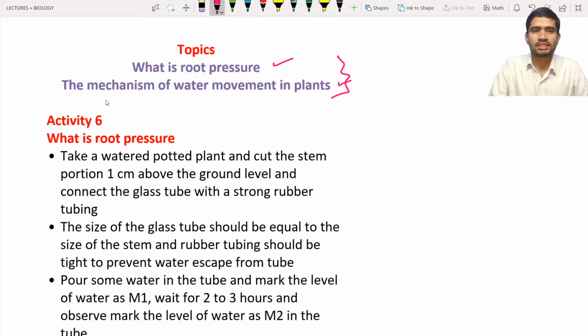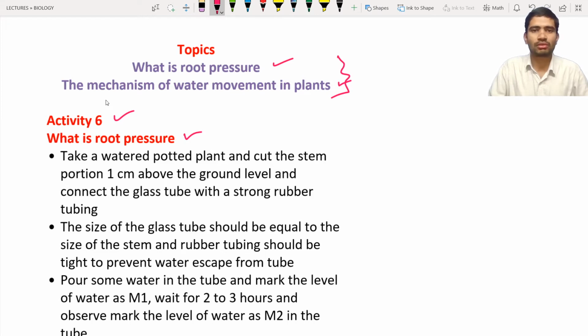Okay, so first of all we will start with Activity 6, and this activity is about root pressure. What is root pressure and how the water is moved in the plants, that we are going to see with the help of the experiment known as the root pressure experiment.